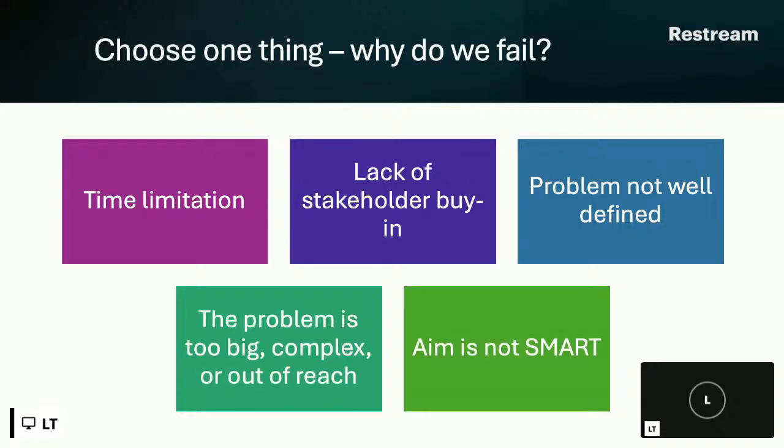Other times it's the lack of stakeholder buy-in, which is why it's important to clearly define your problem and aim so your stakeholders will understand and they will support you as well, because this support is very important. Sometimes the problem's not very clearly defined. Later on, we'll talk through a problem statement and how to define it. It could be because your problem is too big, too complex and out of reach, and your aim is not SMART. So SMART will stand for something else, which again, later on, we'll go through the SMART aim. It's a lot to see through today, but we'll get there.